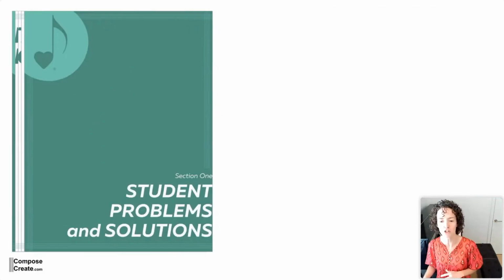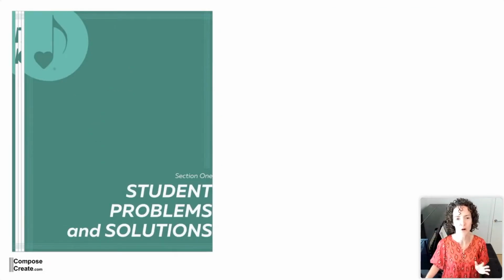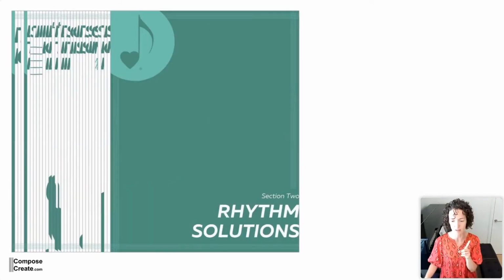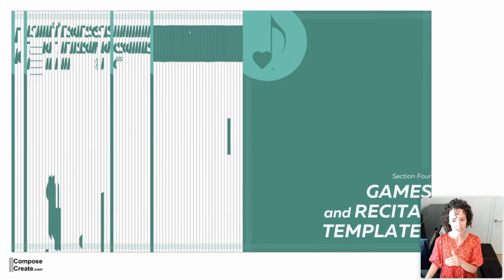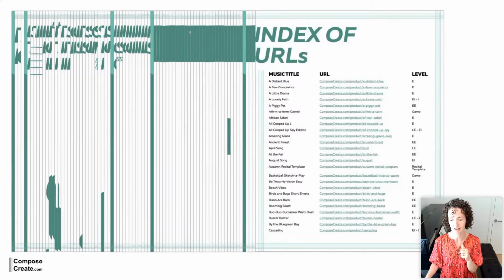It's huge. Okay, so let me show you what's in it. First of all, there's 4 sections. The first section is student problems and solutions. I'll tell you what that's about in a minute. There's a rhythm section. There's a special categories and special series section, and then a games and recital templates section that is just like a catalog. It's not as involved as the others.